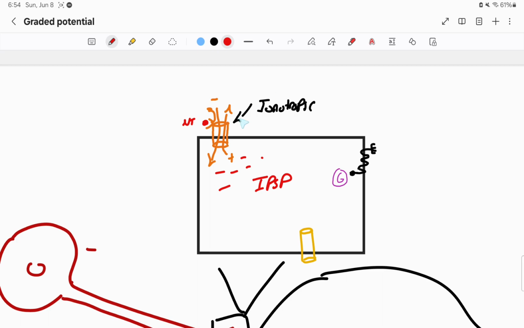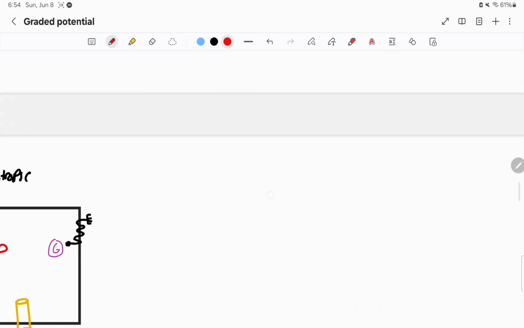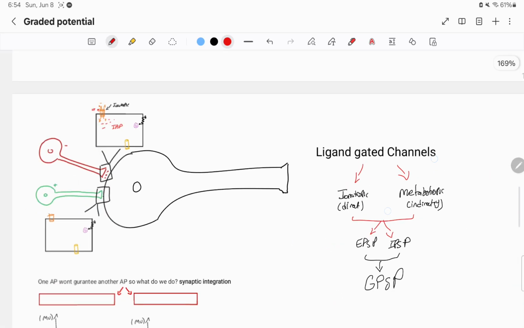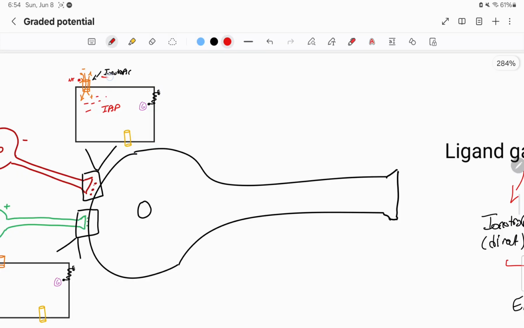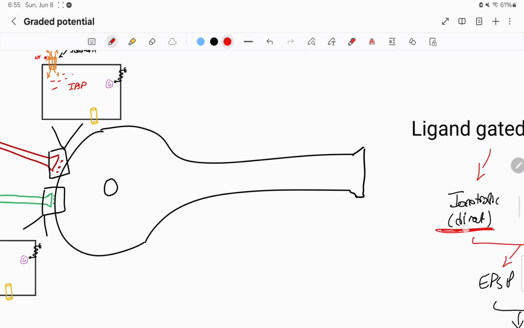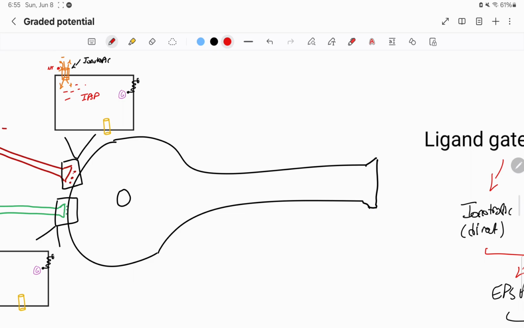Okay, so that's if I use an ionotropic channel. Now, how do I remember the difference, like which one's ionotropic and which one's metabotropic? I like to remember ionotropic because it lets ions directly through itself. It literally has a pocket, a receptor almost, that binds the neurotransmitter, and it has its own channel attached to itself. So it lets ions pass directly through itself. That's how I remember it's an ionotropic channel.